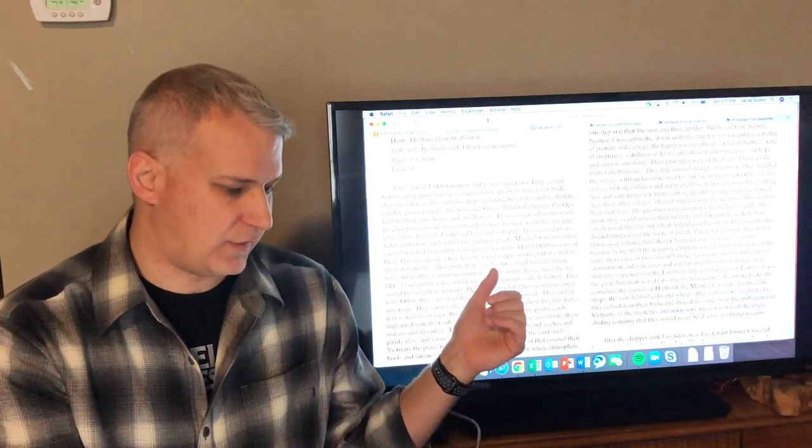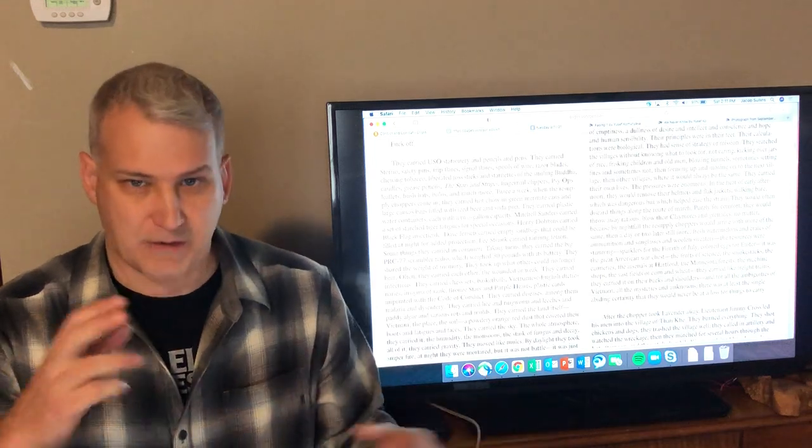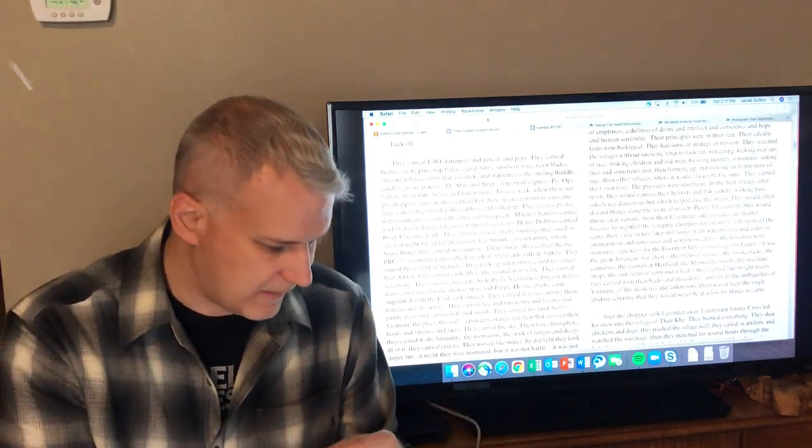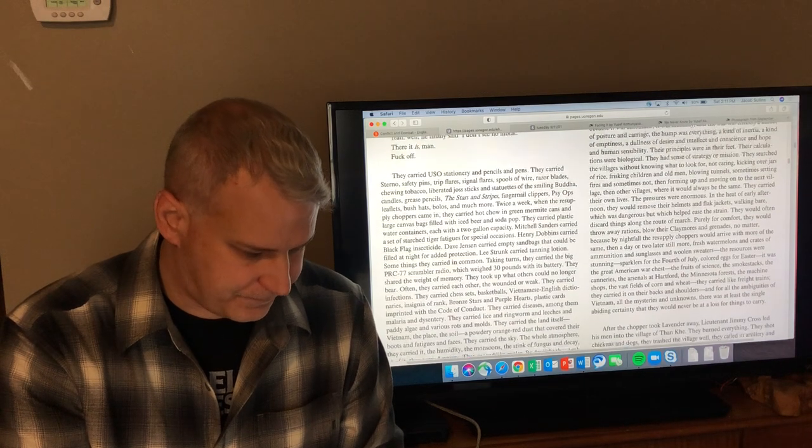They carried USO stationery and pencils and pens. They carried Sterno, safety pins, trip flares. We're back to all the physical stuff that they have to carry, all the weight that they have to carry.